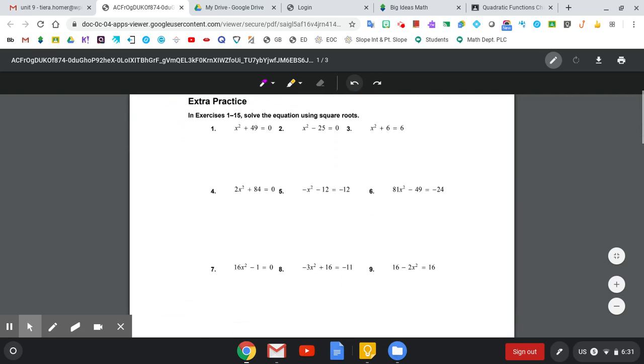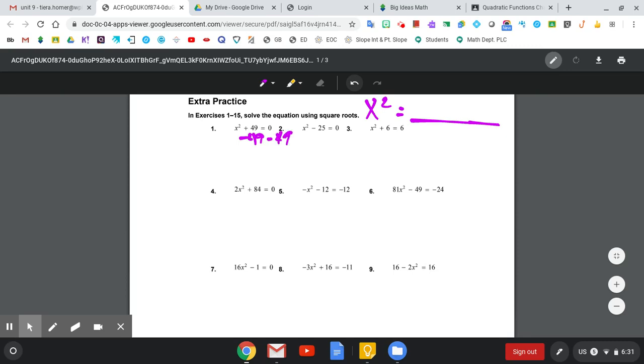So let's look at some extra practice. We're going to solve the equation using square roots. So we want to first make this to where this is x squared equals, and then everything else is over here. We want the x squared to be by itself. So looking at number 1, I have my x squared right here, but I have this plus 49 with it. So I need to move that plus 49 to the other side of the equal sign. How do I do that? Good, we're going to subtract 49.